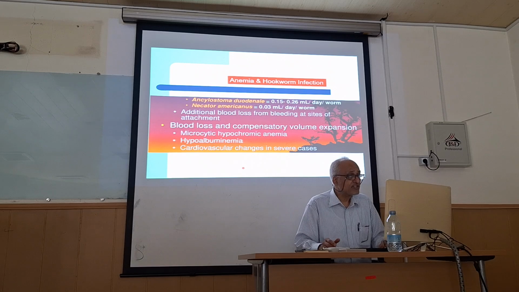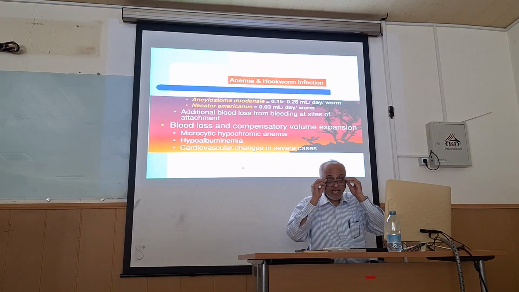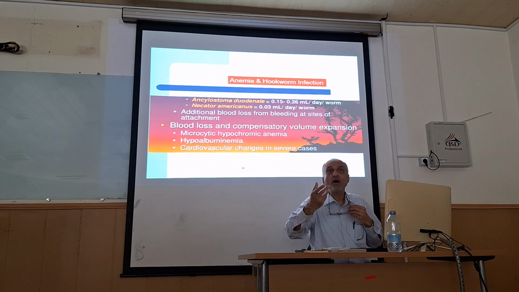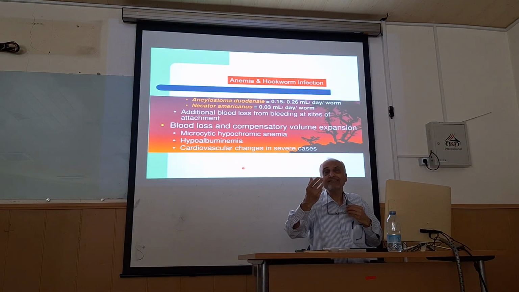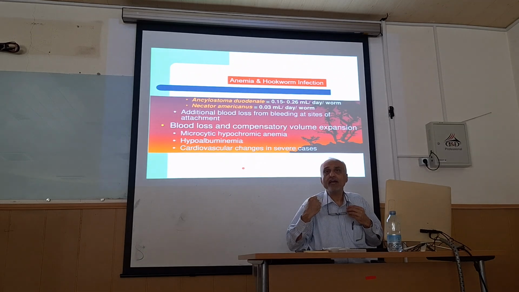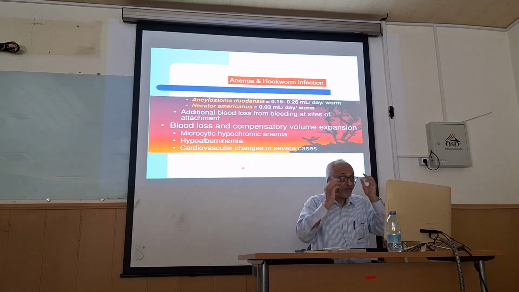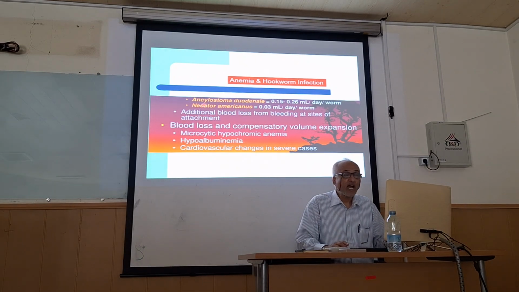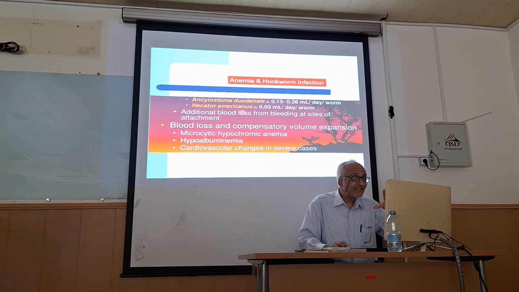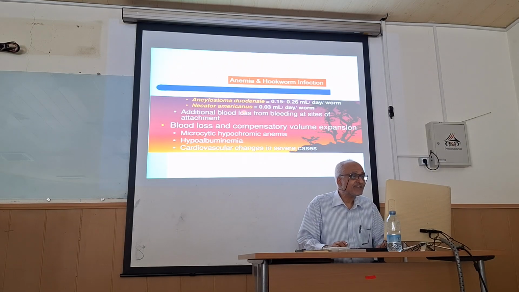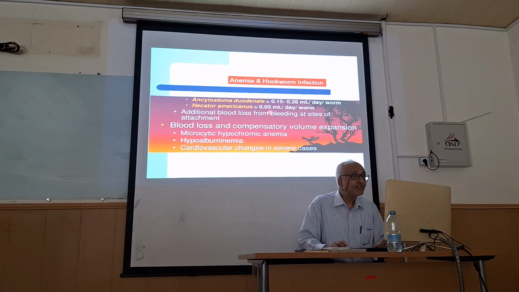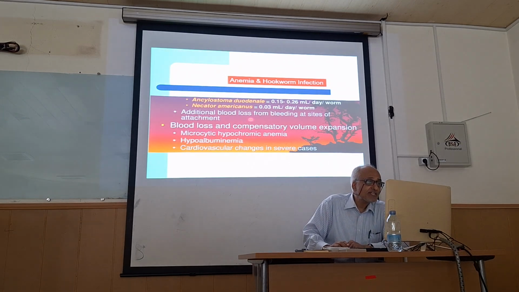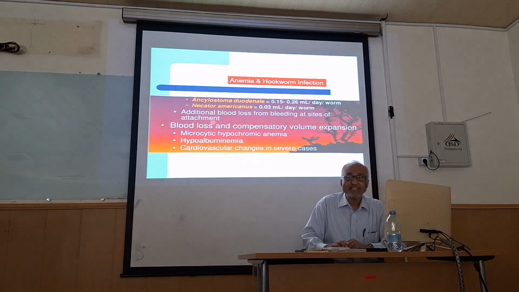Anemia in hookworm infection, Ancylostoma duodenale: it is very important to calculate the volume of blood that each worm sucks per day. You can see here 0.15 to 0.26 for Ancylostoma duodenale, and lesser than this is 0.03 ml per day per worm. This is very important. Additional blood loss comes from bleeding at the site of attachment.